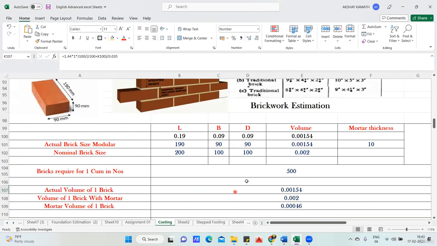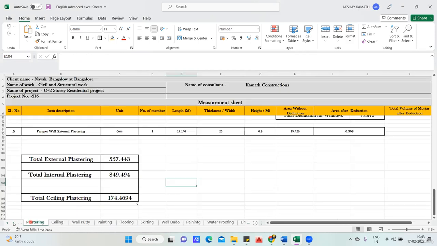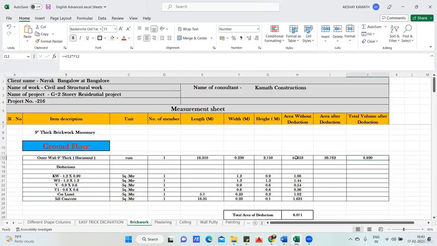Okay, great. So what is the importance of this? Okay, now we learned all these things. So what is the importance? The importance is that already we have taken the quantity takeoff. Already we have done. If I come here in the plastering quantity, in the brickwork quantity, you see here, this is the brickwork what I have. 8.920 cubic meters of the brickwork is done.